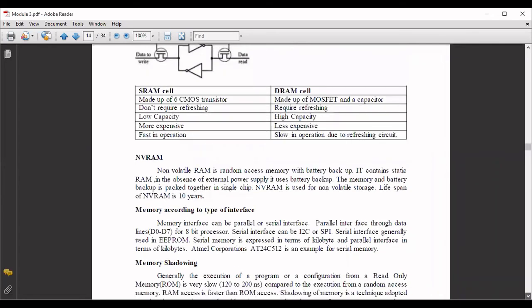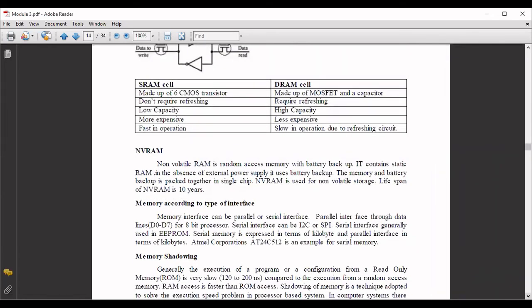NVRAM is the other kind of RAM available. Non-volatile RAM is a random access memory with battery backup. It contains static RAM, SRAM cells only. Even in the absence of an external power supply, it is going to keep working. It uses battery backup. The memory and the battery backup are packed together in a single chip.